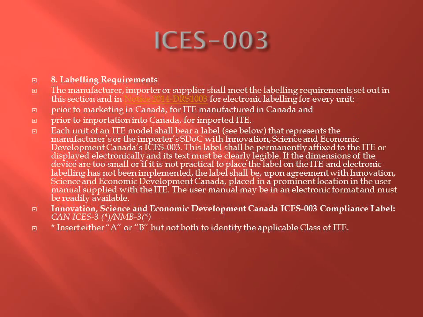Section 8 of the standard has information about the labeling requirements. Canada has an option for electronic labeling, which we will discuss later. Prior to marketing an information technology equipment device, the product shall bear a clearly legible label on the product. If a label cannot be placed on the product, then there are provisions for the label to be contained in the user manual.